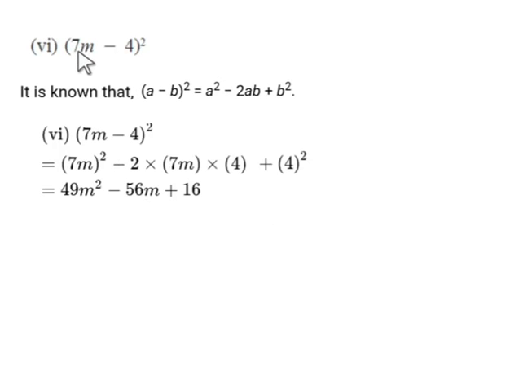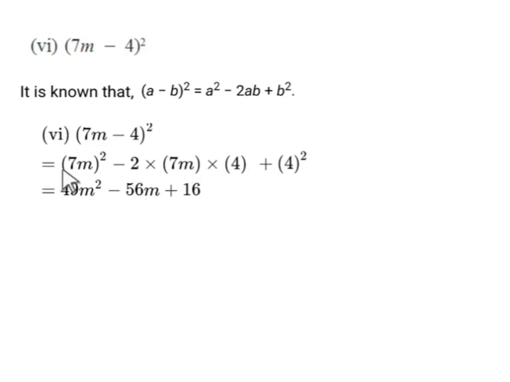Now sixth example, (7m minus 4) whole square. Here it is of the form (a minus b) whole square. So we will use the formula (a minus b) whole square is equal to a square minus 2ab plus b square. Now here a is 7m and b is 4. So a square is (7m) whole square, minus 2 into a into b, that is 2 into 7m into 4, plus b square, that is 4 square.